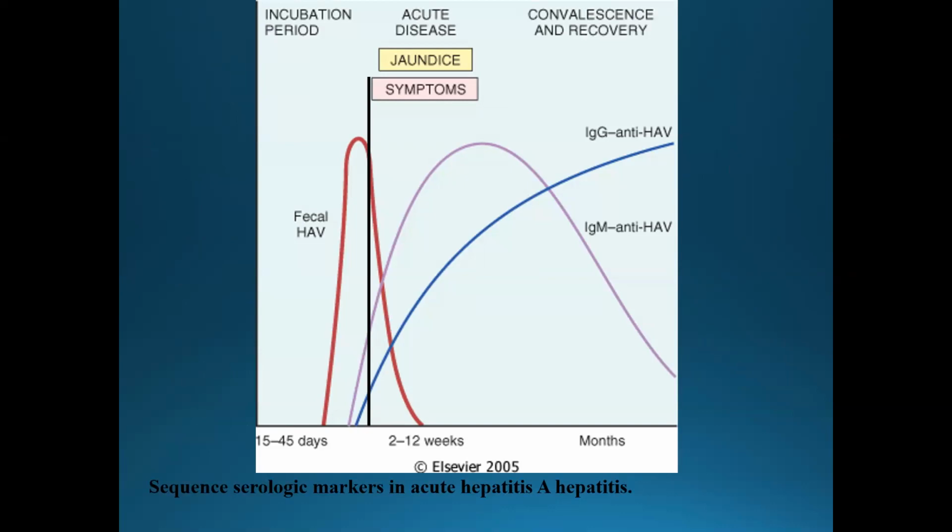The IgM response usually begins to decline in a few months and is followed by the appearance of the IgG anti-HAV. The IgG anti-HAV persists for years, perhaps for life, providing protection against reinfection by all strains of hepatitis A virus.